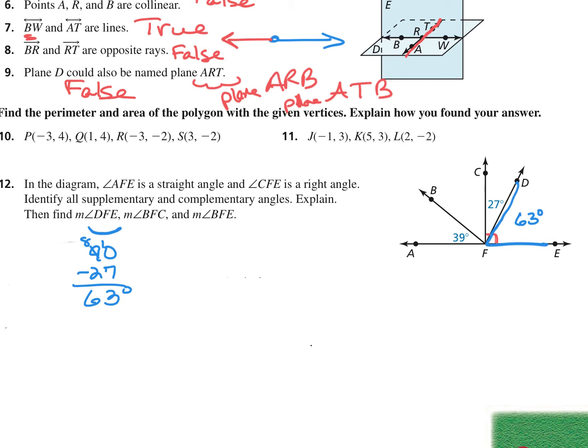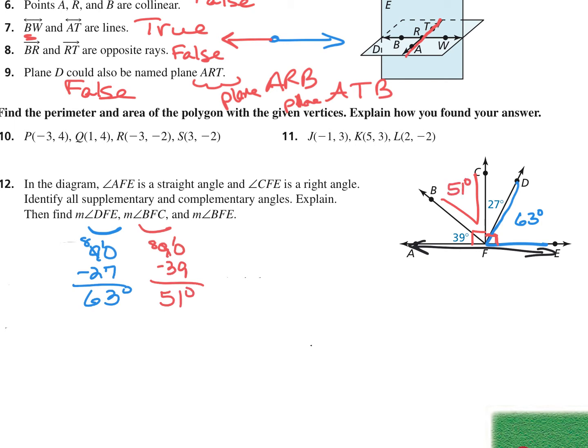Then if I was told that this is a straight angle, AFE, and if this side is 90, then I know this side is 90 as well, because 90 plus 90 is 180. So to find the next angle, the BFC, I'm again going to do 90, this time minus 39. Change that, and I get 51 degrees.